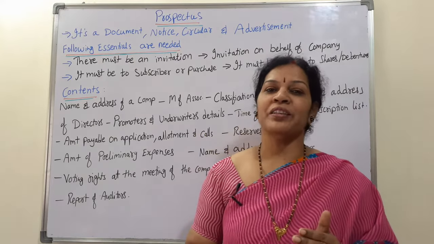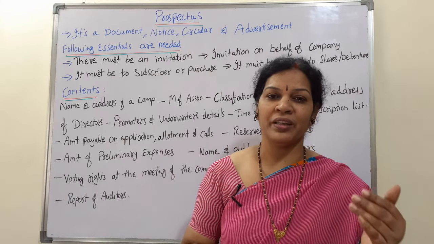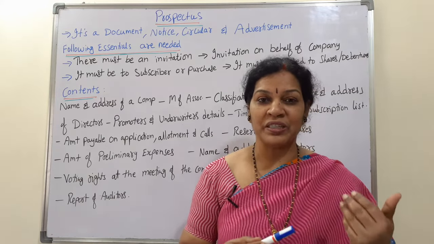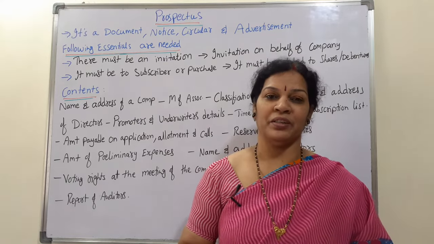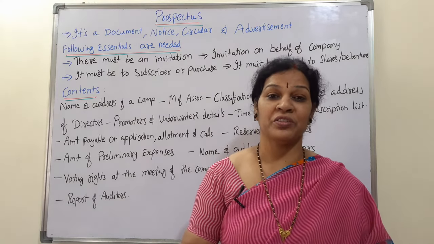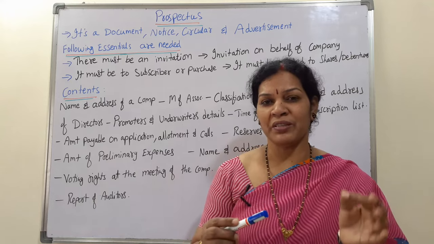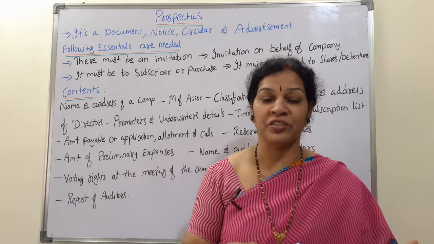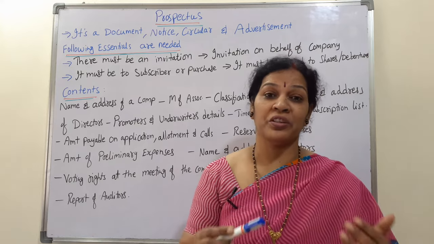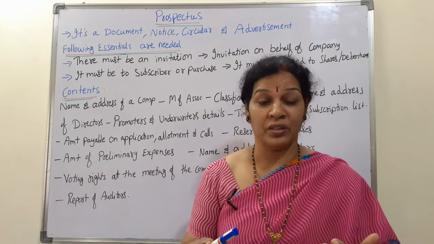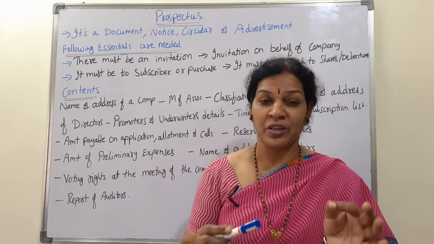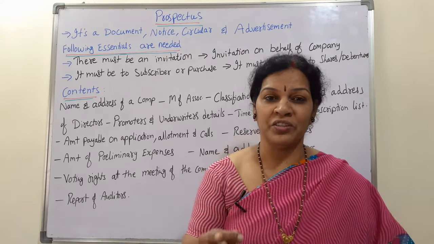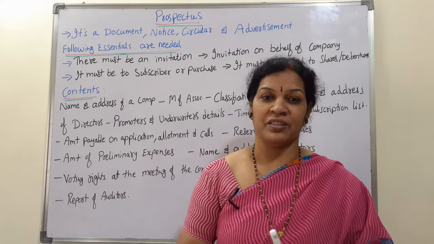When a company gets incorporated, immediately they have to invite the shareholders to purchase the shares or debentures of the company. For this purpose, a company is giving an invitation to the public to buy the shares, an offer to the shareholders, an offer to the debenture holders. So this offer in the form of invitation, this invitation we call a prospectus.